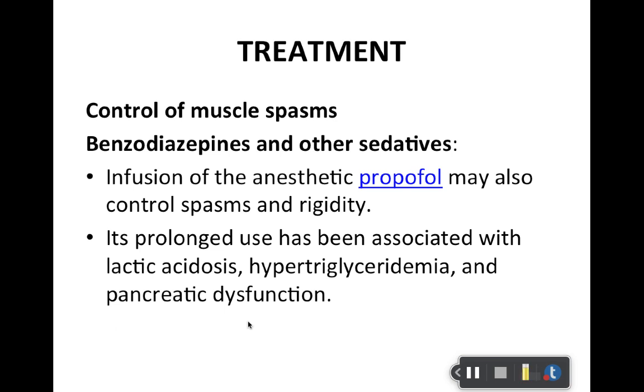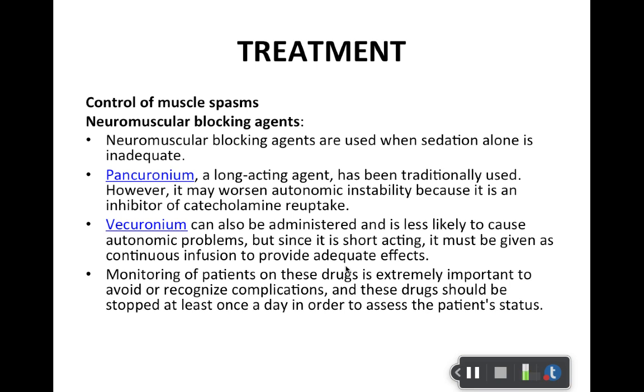You can also go with propofol, which you hopefully remember from previous lectures too, but there are some issues with that. It is a much stronger medication, so it will help with the muscle spasms, but typically not the first line or the first thing you jump to, unless it's really severe or you don't have benzodiazepines, or if the patient is allergic to benzodiazepines, right? Or if they have some contraindication to benzodiazepines, then maybe propofol would be used. But it does have some problems. The lactic acidosis, again, is a concern. It can increase triglycerides, and then the pancreatic dysfunction too. So it has some concerns with that.